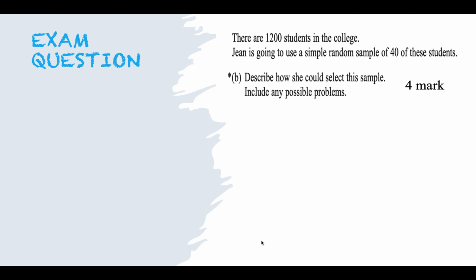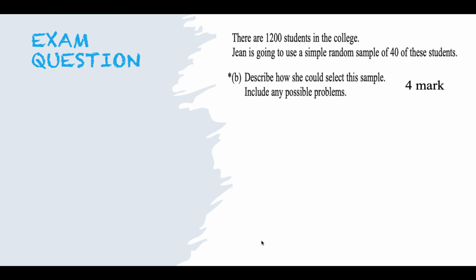Here's another example. There are 1,200 students in the college. Jean is going to use a simple random sample of 40 of these students. Describe how she could select this sample. Include any possible problems. That's for 4 marks. So in this question, you would need to describe how to take a simple random sample, but in the context of 1,200 students and a sample size of 40.